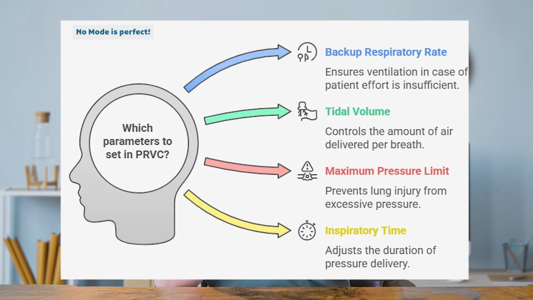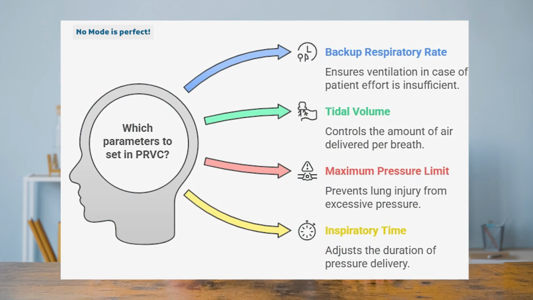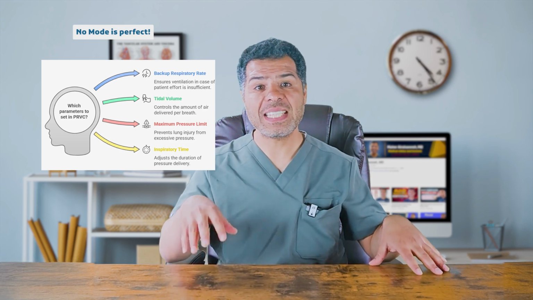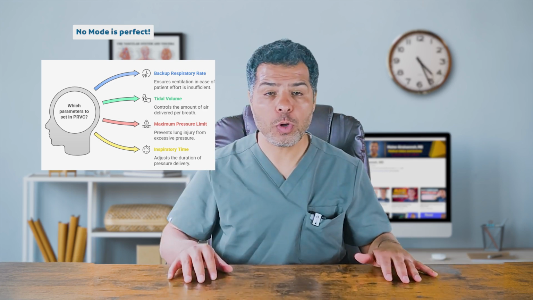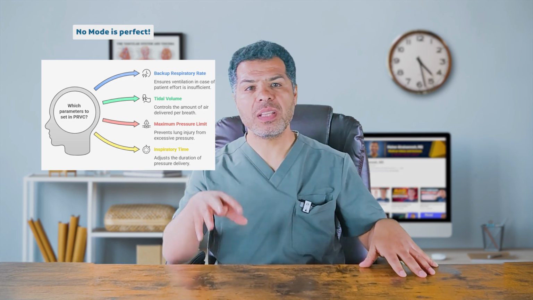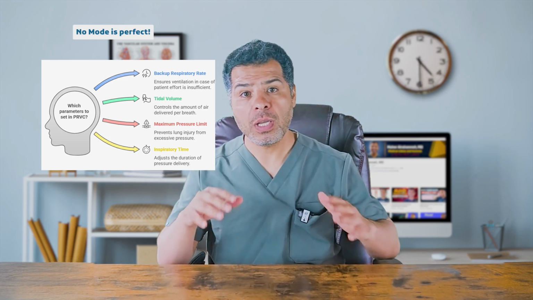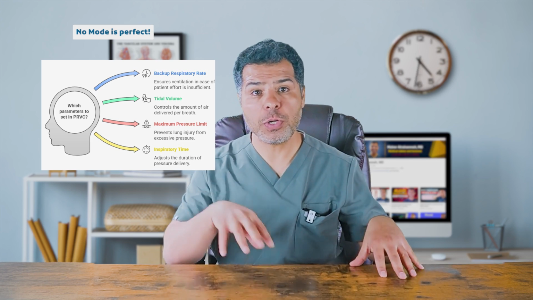So in addition to FiO2 and PEEP, the following parameters are typically set in PRVC: the backup respiratory rate, since it uses an AC trigger; tidal volume, because it's volume cycled; the maximum pressure limit as a safety guard to prevent barotrauma; and inspiratory time or TI, on some ventilators only, to control the duration of pressure delivery and fine-tune the IE inspiration-expiration ratio.